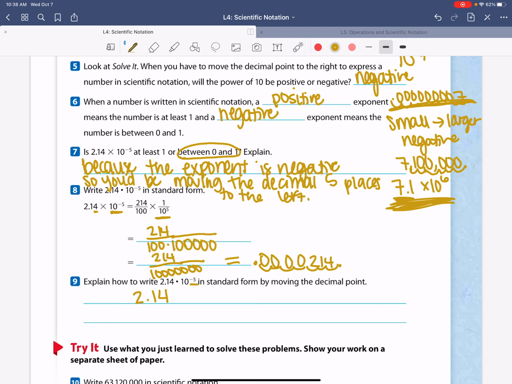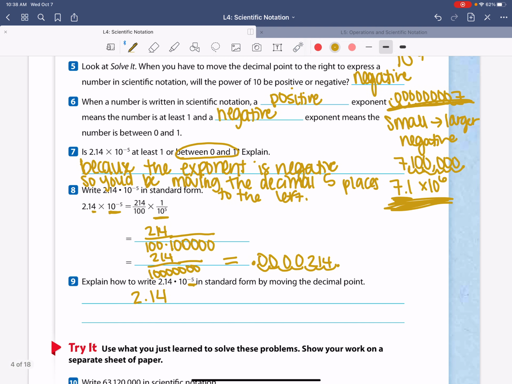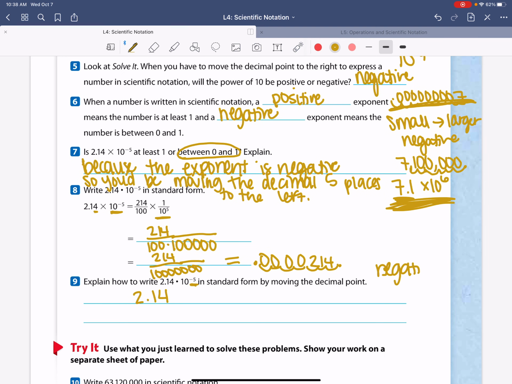which again, you could have just done that by starting with your 2.14 and moving your decimal place 5 places to the left, because our negative 5 tells us that we're going to move to the left 5 places. If it was positive 5, we move to the right 5 places. But since it's negative, the negative exponent, again, it means to move to the left.